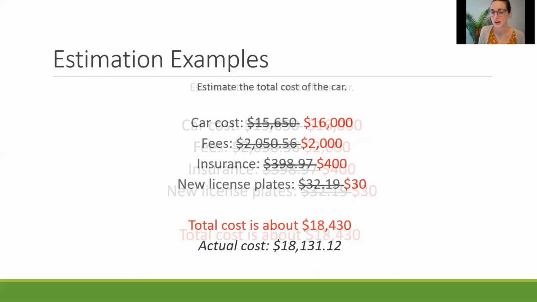Now, if I were to do the math with the original cost, just to see how well I got my estimation here, the actual cost would be $18,131.12. So if I were trying to take a guess about whether or not I could afford this car, or if I had the funds to cover it, then this would be at least a decent way to look at the estimation, right? Without doing all of the math involved, and get a quick number to say, okay, I probably could or could not do $18,430. And then even better if it's a little lower than that, right?